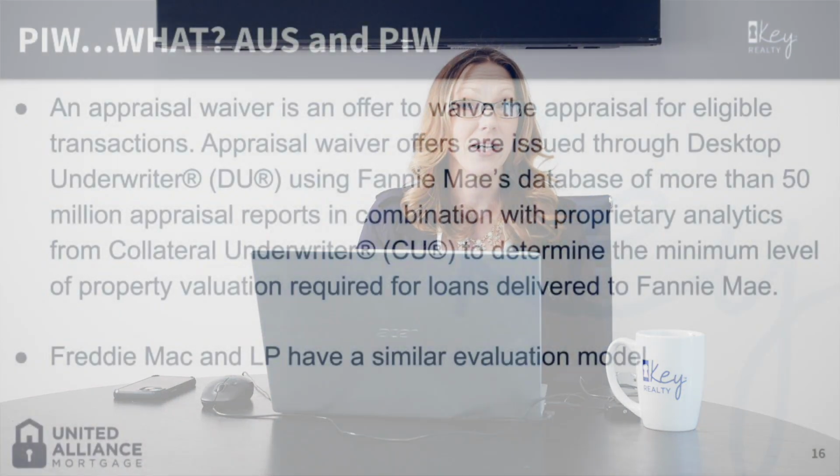I know I didn't mention FHA as one of the automated underwriting systems, and that's because FHA and VA loans do not have their own automated underwriting system. Anytime we're dealing with an FHA or a VA loan, those loan programs are run through either Fannie Mae or Freddie Mac's system, and they are designed to review the criteria as set forth through those government agencies. So the next thing we're going to talk about is PIWs.